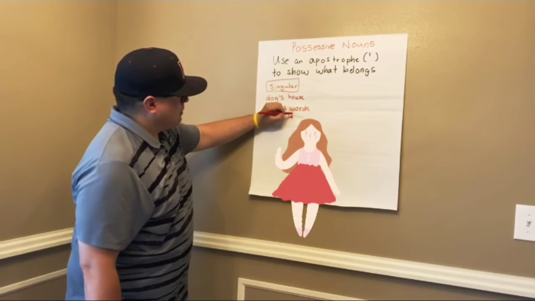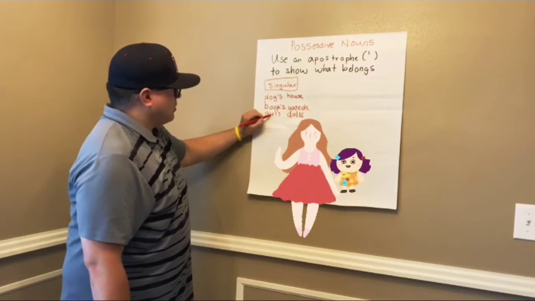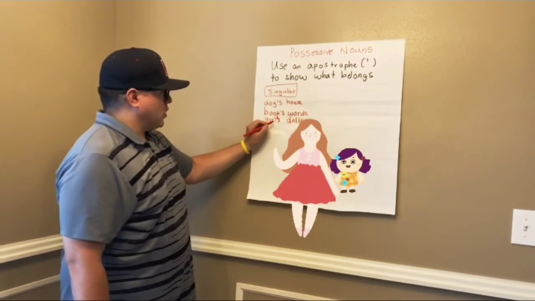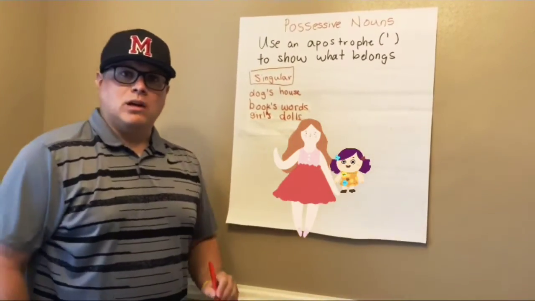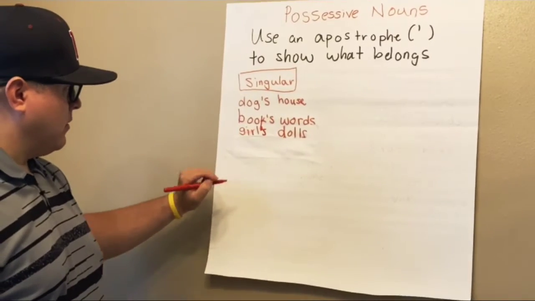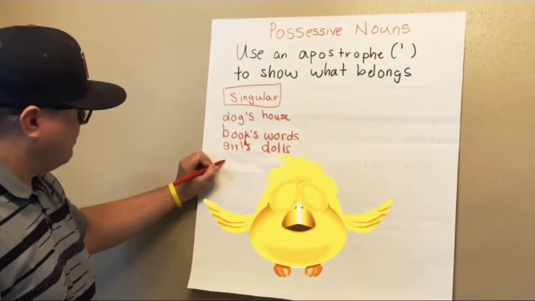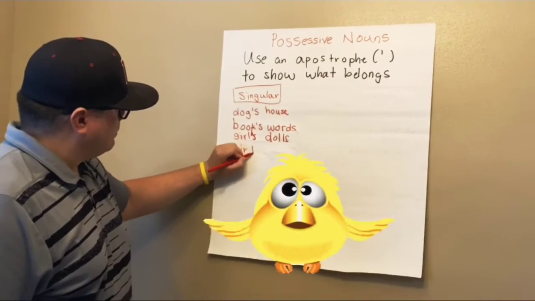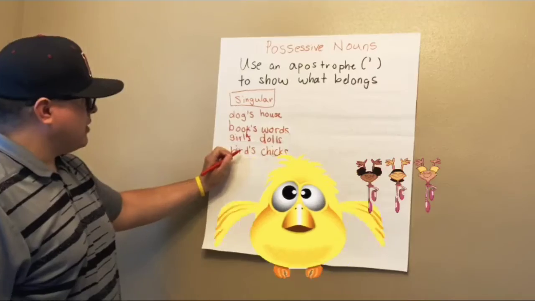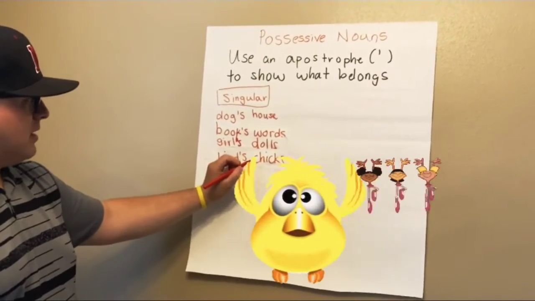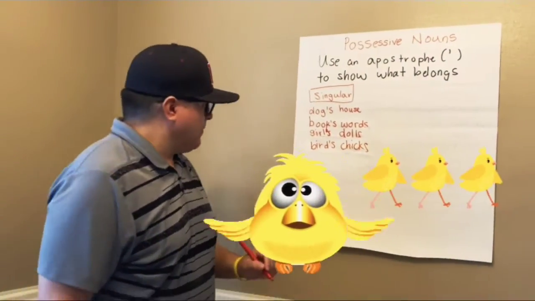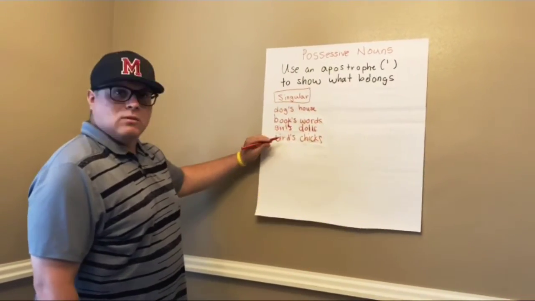Girl's dolls. Okay, we're talking about just, so it's girl, apostrophe S, I should say. We're talking about just one girl, singular. Okay, let's do the next one. Bird's chicks. Okay, bird, apostrophe S, chicks. Chicks, C-H-I-C-K-S, as in baby chicks. Let's go on to the next one.